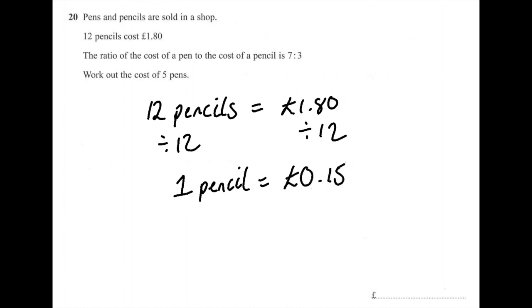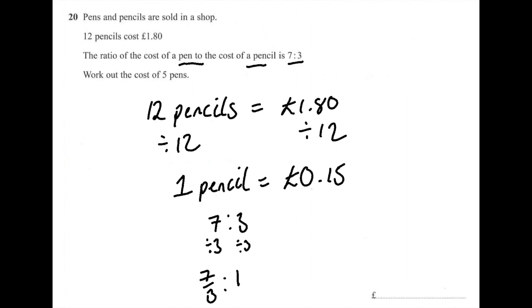Now, if you look carefully at the question, it says the cost of one pen to the cost of one pencil is 7 to 3. I'm going to simplify the ratio by dividing both the numbers by 3 so I can find the cost of one pen. So divide this side by 3 and divide this by 3. What we have is 7 over 3 to 1. So the cost of one pencil is equal to the cost of one pen, 7 over 3.